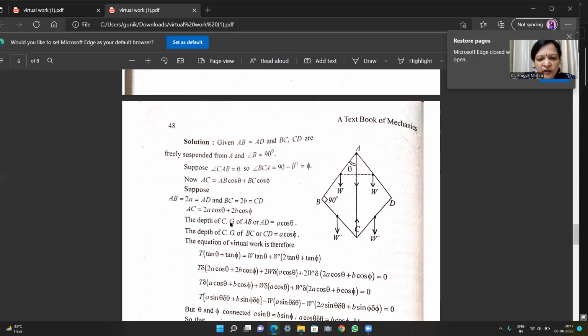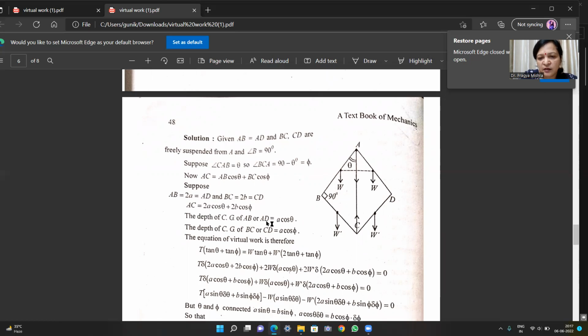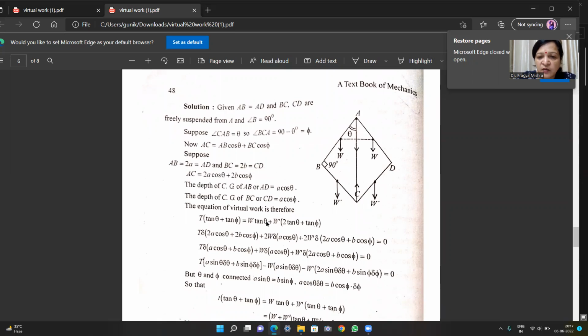Now the depth of the center of gravity of AB or AD. अब जो भी वेट है, वेट की करस्पॉन्डिंग जो भी वर्चुअल वर्क हो रहा है, वेट यानी कि फोर्स। तो अब यहाँ पर देखिए, ये 2W फोर्स एक्ट कर रहा है, और इस 2W फोर्स का जो डिस्टेंस है पॉइंट A से, दैट इज दिस वन, इसके मिड पॉइंट पे एक्ट कर रहा है। सो दिस डिस्टेंस विल बी a cos theta. So the depth of center of gravity of AB or AD will be a cos theta.